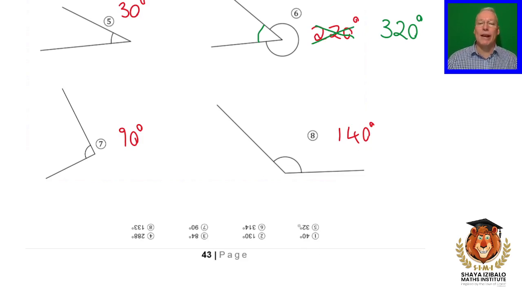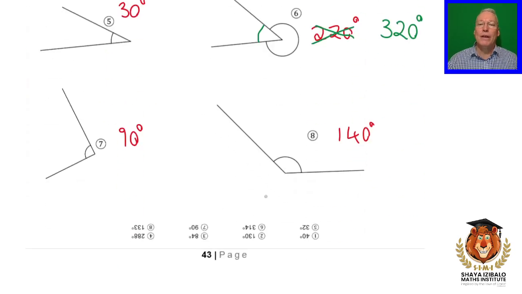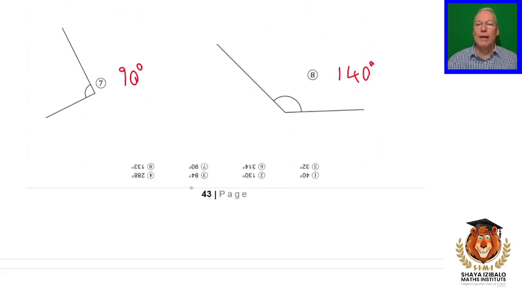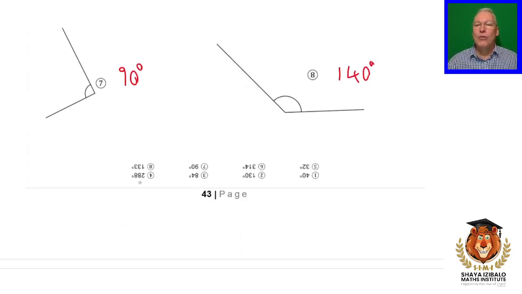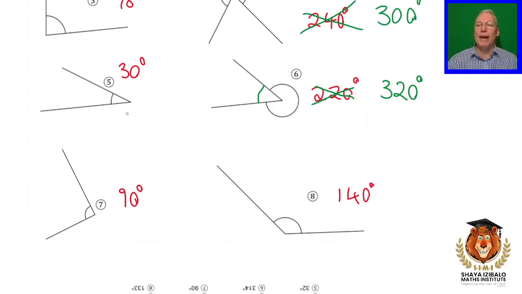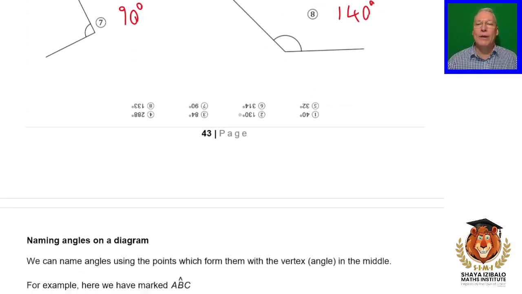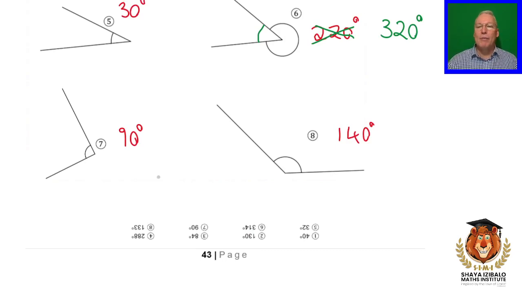Let's have a look. The actual exact answers are 40 degrees. I'm not unhappy with 43, 40. That's quite close. The next one, 130. So the actual answer is 130. Not too bad. The next one, 84. I said 78. Number 4, 288. I said 300. Not too bad. Number 5, 32. Wow, I was close there. Number 6, I said 320, and in fact, number 6 is 314 degrees. Number 7 is in fact exactly 90 degrees. And number 8, I said 133 and it was 140.